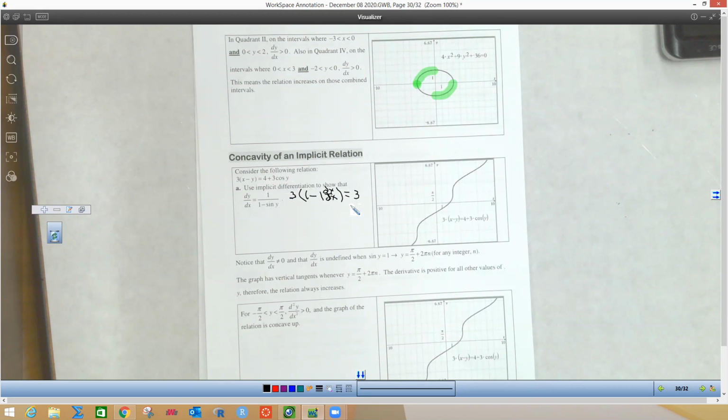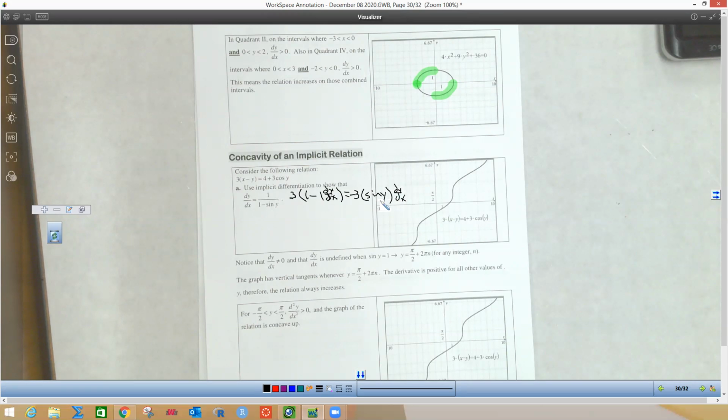Leave your coefficient the same there, that 3. The 3 would be there, and then the derivative of cosine is negative sine. We're doing chain rule here, by the way. So it's negative sine, so I'm going to stick the negative in front of that 3. And we got sine y, and then we do the derivative of y, which would be dy/dx again.